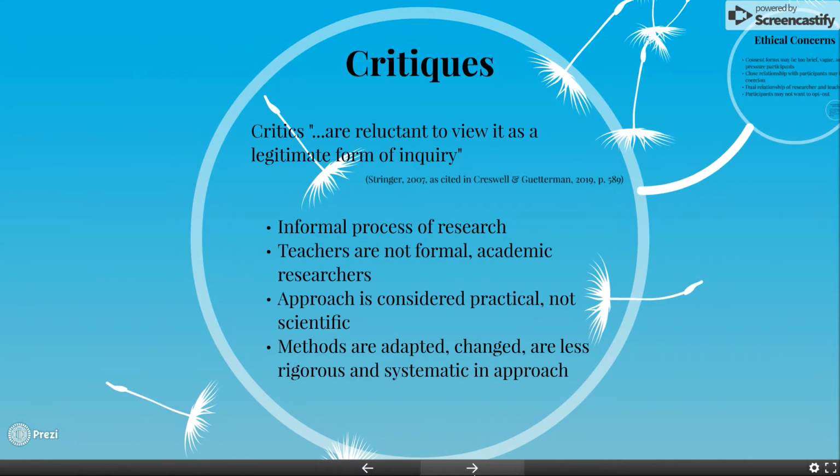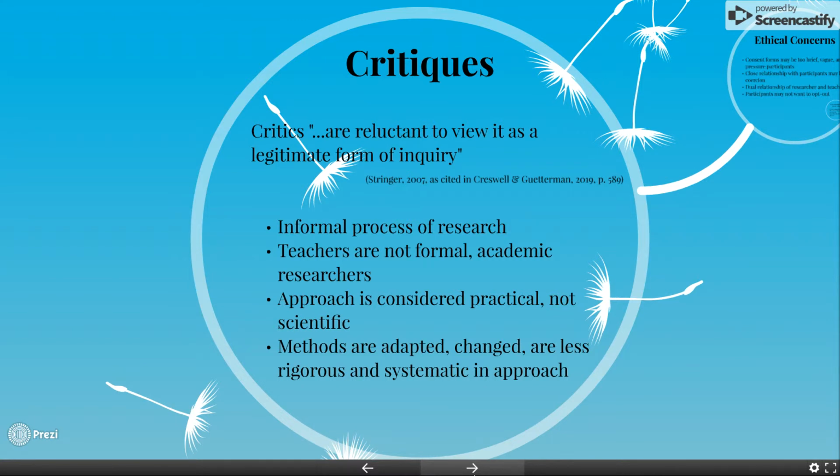Critiques of the action research design? Well, some are reluctant to view it as a legitimate form of inquiry at all. It is an informal process of research, and teachers are not formal academic researchers and may not have graduate level courses or the kind of training to support the type of research that they may be doing.